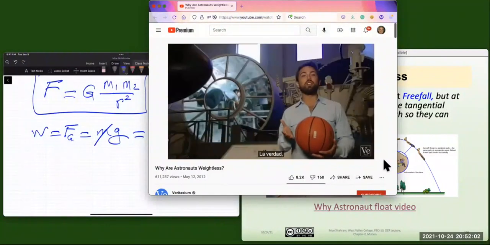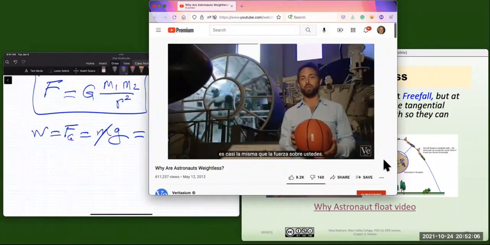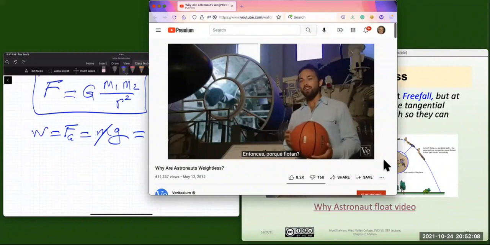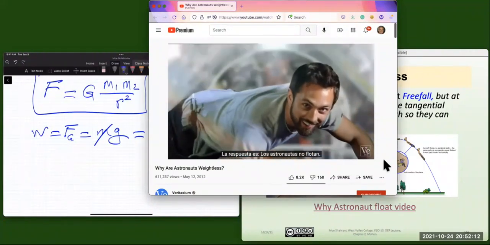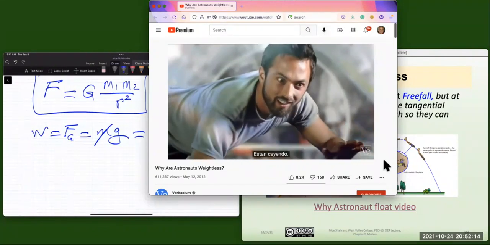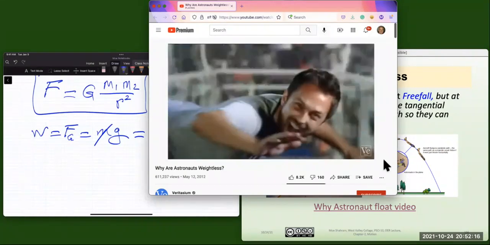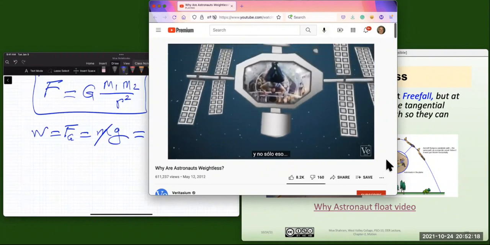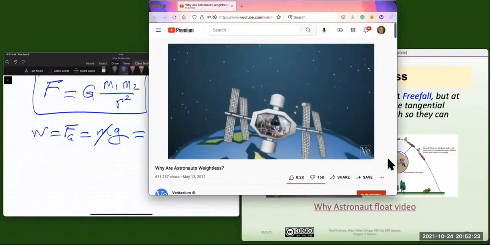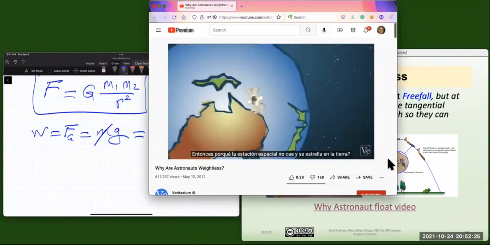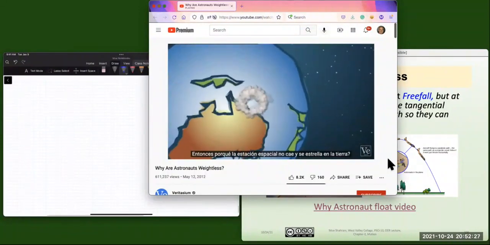Well, in truth, the force on the astronauts is almost as much as the force on you. So then why are they floating while you're stuck here? The answer is the astronauts aren't floating, they're falling. And not only that, but the space station they're in is falling as well. So why doesn't the space station come crashing into the Earth?